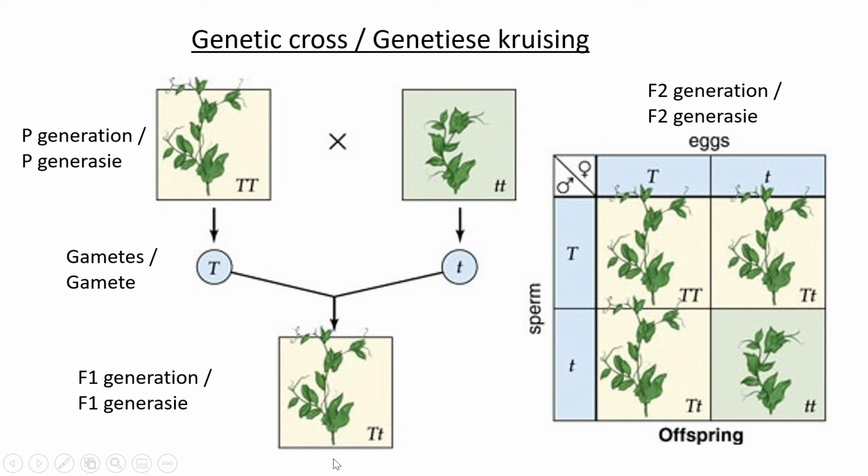And now in the next generation, the F1 generation, the offspring generation, so to speak, we have a tall plant. And what are the alleles? Capital T meets small t. And now we have this for the genotype. So we can see it's a tall plant. Why? Because it has one capital T, and this capital T is dominant over the small t. So physically, the phenotype, we can see it's a tall plant. But genetically, the genotype will then have a capital T and a small t.